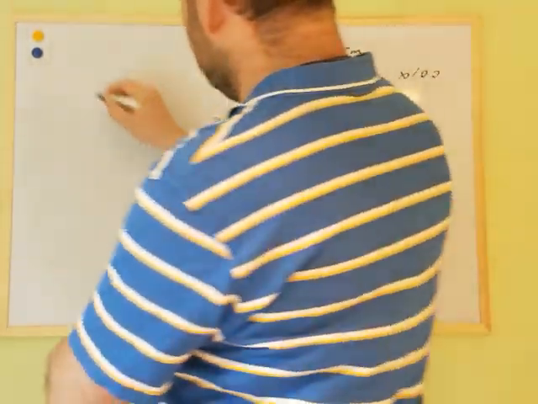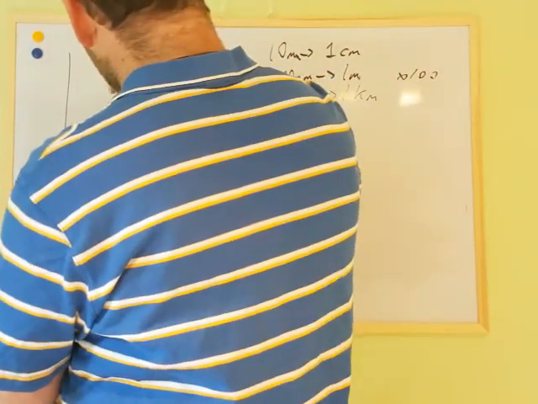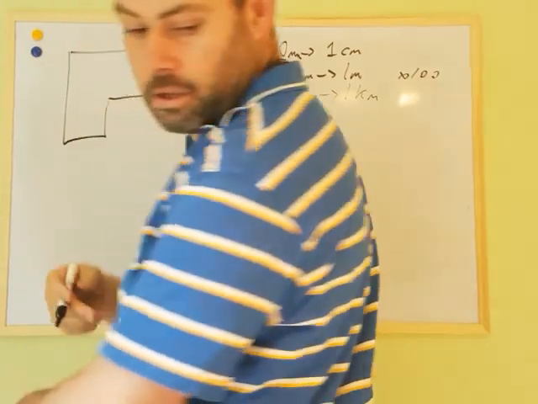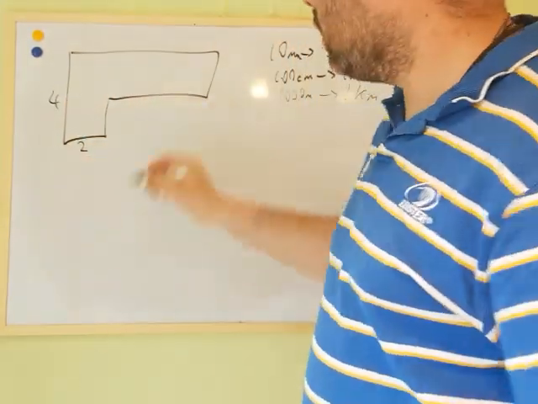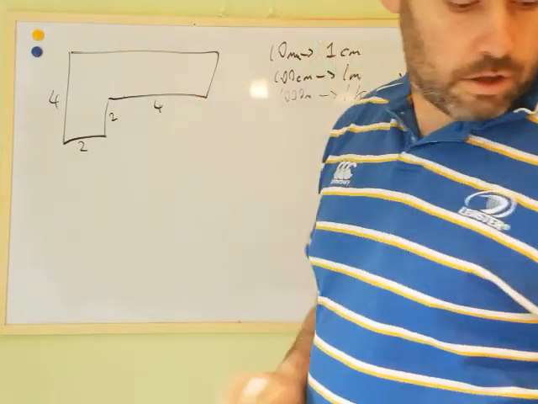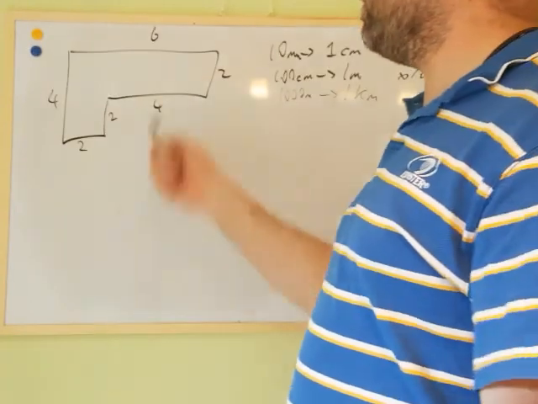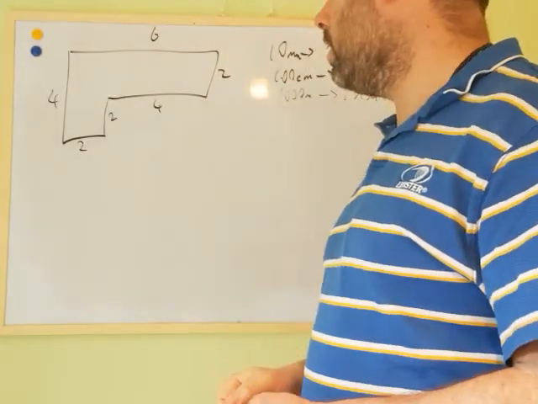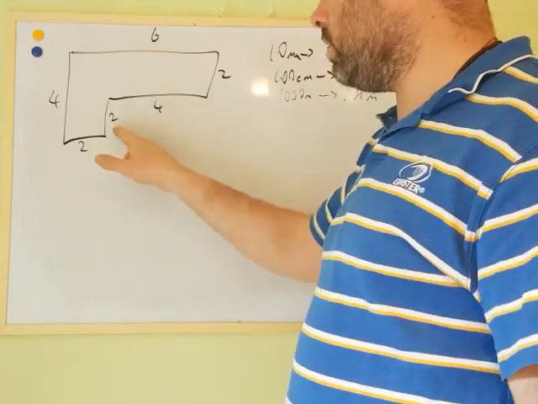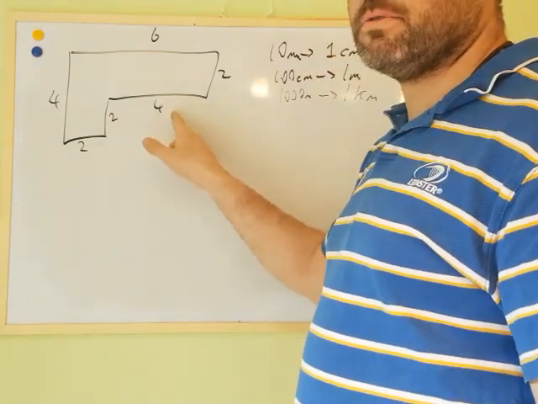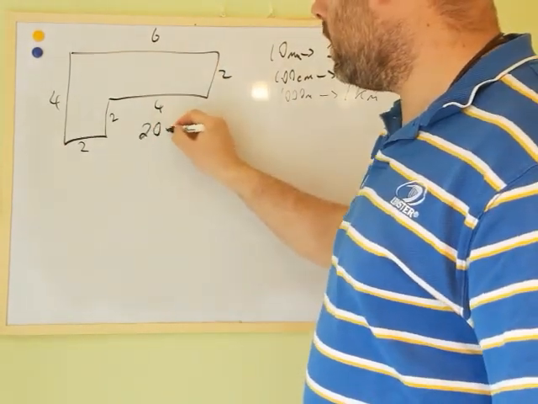Question 9. We're yet again being asked for the perimeter. Folks, all you do is count up all these numbers. Okay? 4 plus 2 is 6, plus 2 is 8, plus 4 is 12, plus 2 is 14, plus 6 is 20 centimeters.